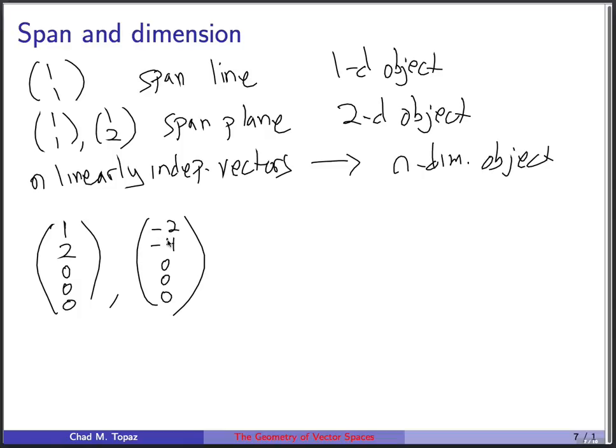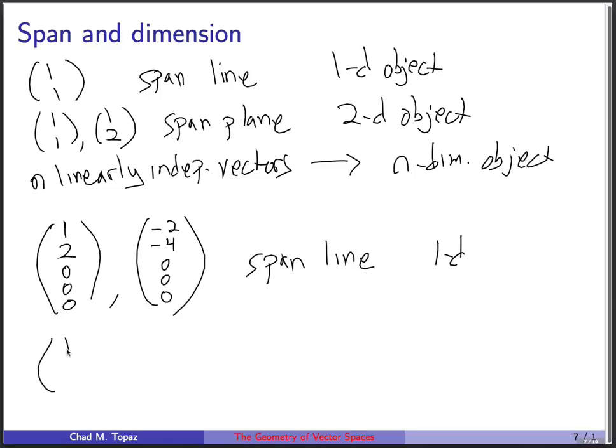The second one is -2 times the first. So I have one linearly independent vector. So the span of these things is a one-dimensional object. It's a line, right? I can even write that down. The span is a line, which is 1D.